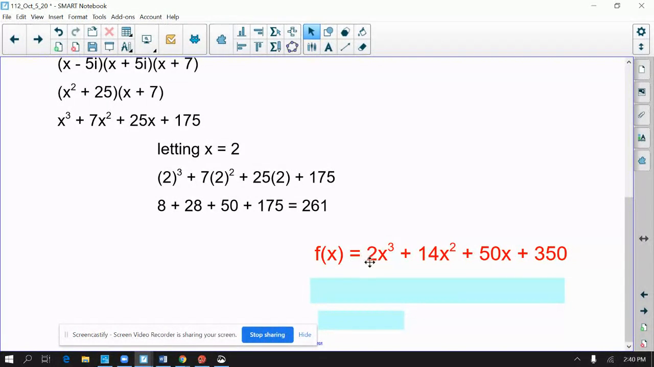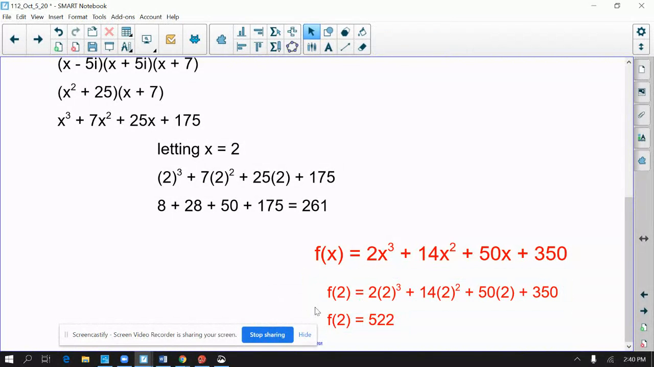And it'll become 2x to the third plus 14x to the second plus 50x plus 350. That's our final answer, but just to be extra careful, I'm going to plug in 2 and see if I do get 522. I think I needed to get, and I got it. And that is our final answer.